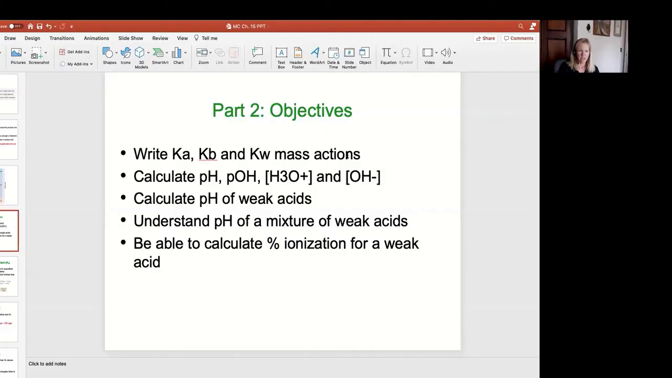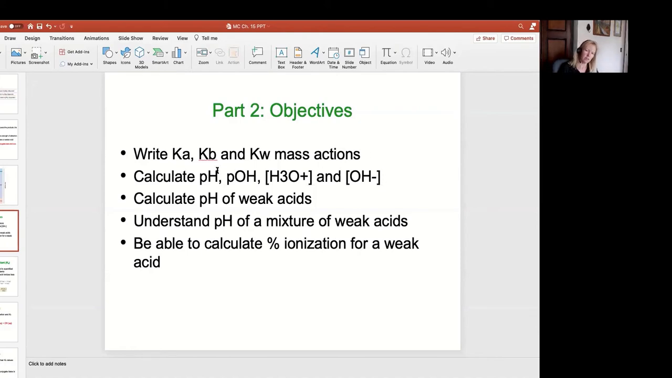Before we start that, let's review our objectives for this part. We talked a little bit at the end of part 1 about writing Kas. So this is your equilibrium constant in terms of acid dissociation, your equilibrium constant in terms of base dissociation, and the auto-ionization of water. We can apply that as a Kw, and we're going to introduce that. And we can write all these mass actions. We can calculate pH, pOH, H3O+, and hydroxide ion.